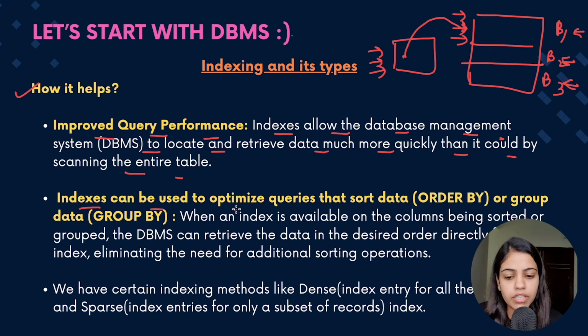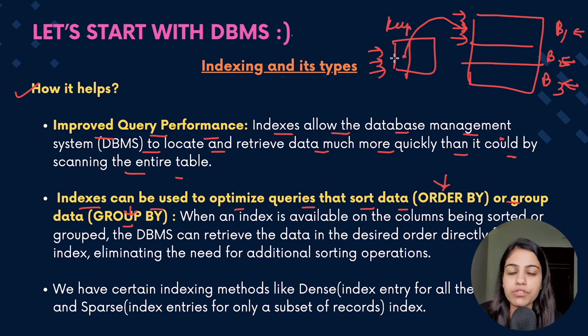Now indexes can be used to optimize queries that sort the data, that is order by, or group the data, that is group by. As I told in the earlier slides, the index table is always sorted. So whenever we put any key in the key column of this index table, they are always sorted. So this is sorted data. Whenever we want sorted or grouped data, we use an index because that is very helpful.